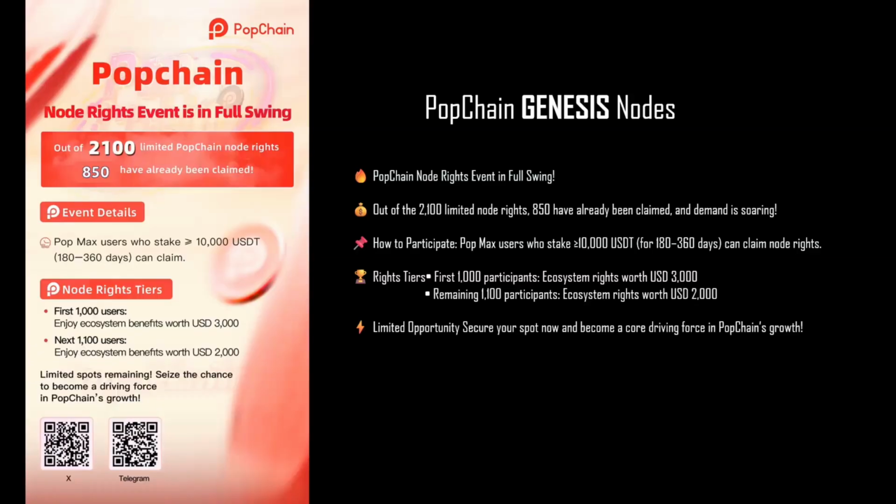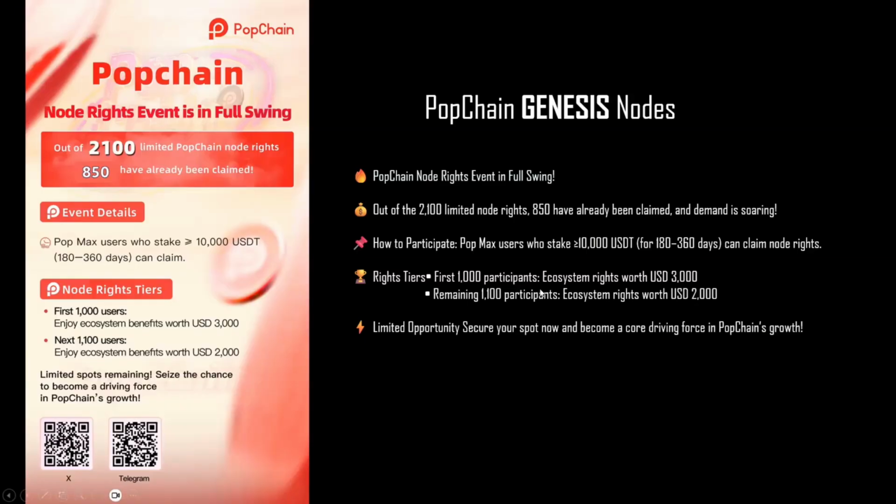And of course, if we all look in the mirror and say, of course, 3,000 is much better than 2,000, even though the 2,000 benefit is really, really good also in the future. I will explain that more soon. So far, 850 have already been claimed. So right now it's 150 node rights left for the first 1,000. So you still have a chance to get the 3,000 value.